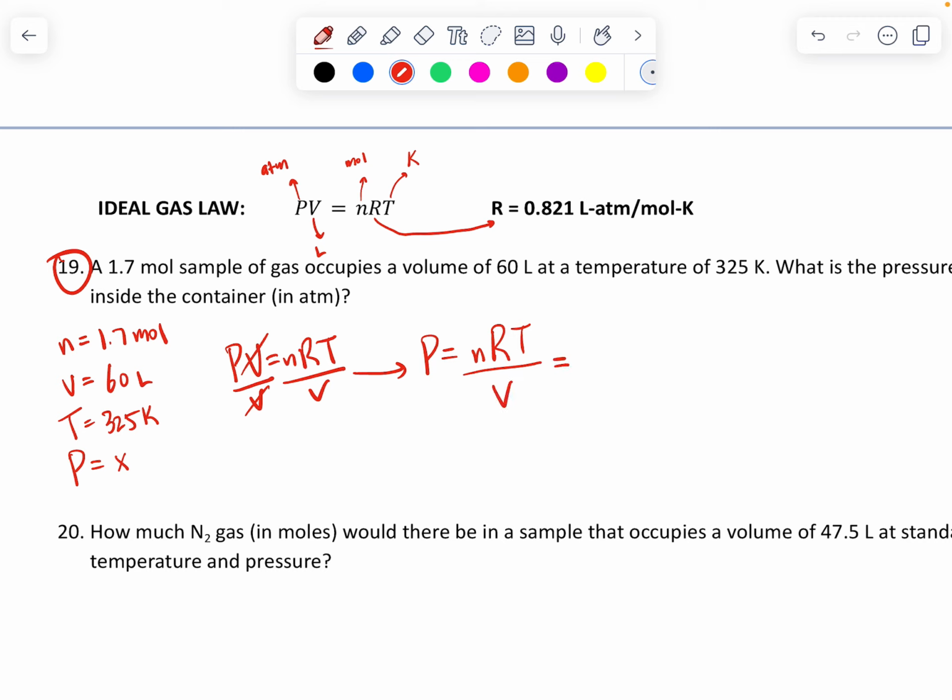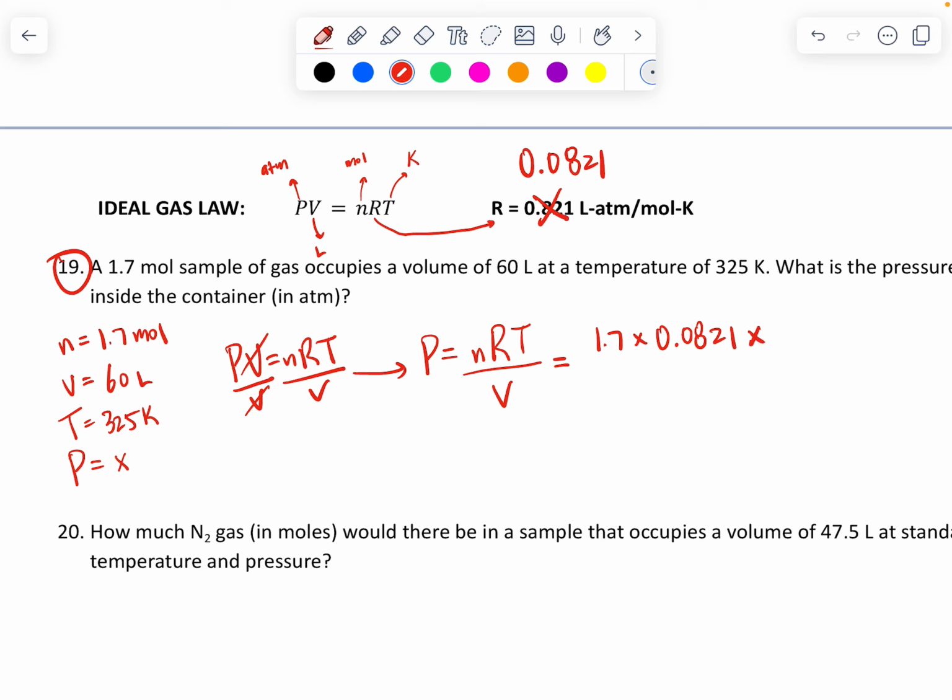Plug and chug. Now, let's make sure everything is in its corresponding units, right? N, is that in terms of moles? Yes, it is. So let's plug that in. Now, R, that's just a constant, 0.0821, okay? Oh guys, that's a typo. Nope, not good. This should be 0.0821, okay? Sorry about that.